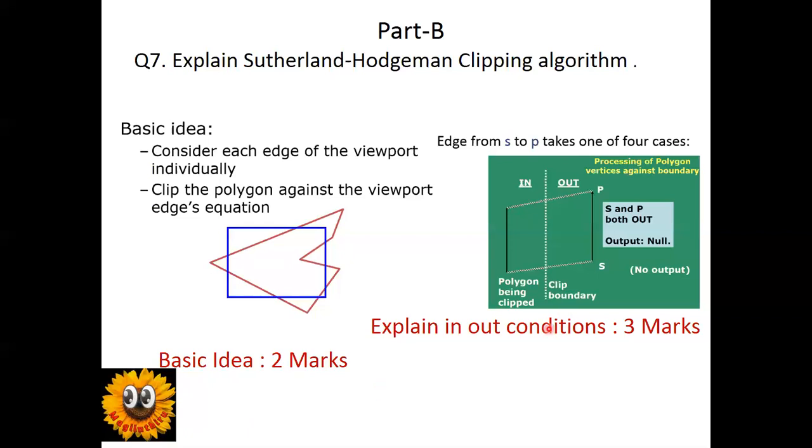Then the in-out condition, which is a boundary condition. This is in. When a point is within the viewport, what is the status? If both the points S and P are outside the viewport, both will not be visible. When you are moving from out to in, what are the intersection points you have to remember? The intersection point will be remembered, and the end point is also remembered. When both the ends are in, both ends will be visible. When you are moving from here to here, this point is already visible, and this intersection will be visible. Likewise, this explanation carries 3 marks.